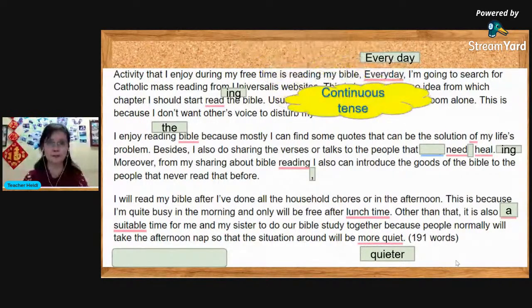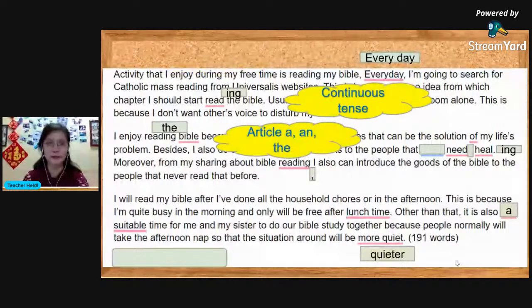Let's look at the first one. Okay, continuous tense. You can see that it should be "I should start reading" and "people that need healing". Okay, it's a continuous tense. And then there's lots of mistakes about articles. The Bible. Okay, you should put "the Bible" and then "a suitable time" instead of "the suitable time". So you have to be careful on the usage of articles.